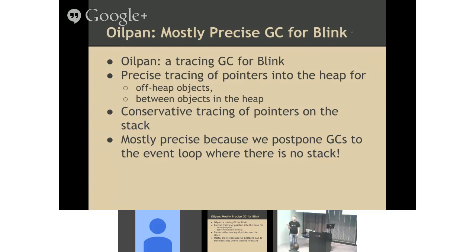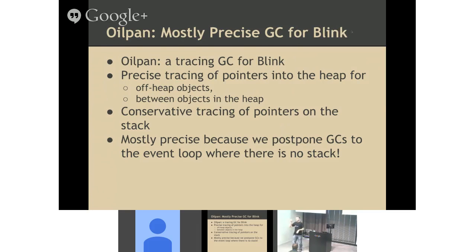Right? Oilpan is somewhere in between. So I call it a mostly precise garbage collector. And it's somewhere in between because we're conservative on the stack. So if you have a stack, we actually don't know what's a pointer on the stack. So we'll just look at every single word. We'll assume that that could be a pointer. We'll look at the value. And if that could point to one of our objects, we'll keep that object alive. Okay? That sounds bad. And it is.